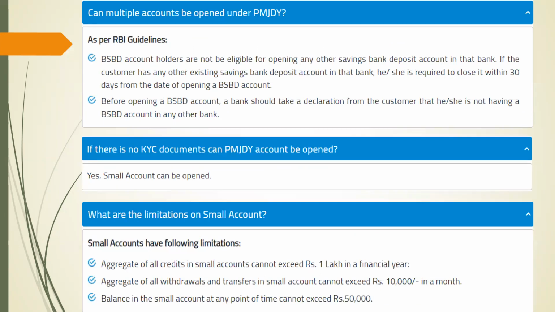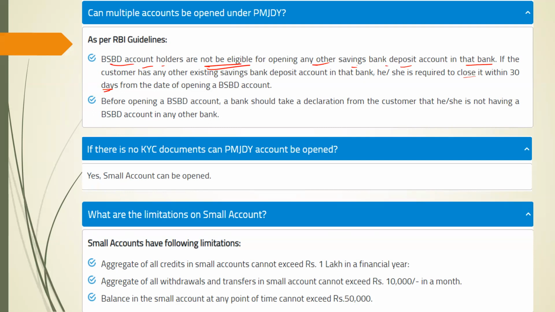Now come to the next point here. Can multiple accounts be opened? RBI has clearly given out its guidelines that these kind of account holders are not eligible for opening up any other savings bank deposit in that bank. At the same time, if they have multiple savings bank deposits, they are required to close them within 30 days if they want to avail this facility. So multiple account holders are not allowed to have bank deposits under the Pradhan Mantri Jan Dhan Yojana.